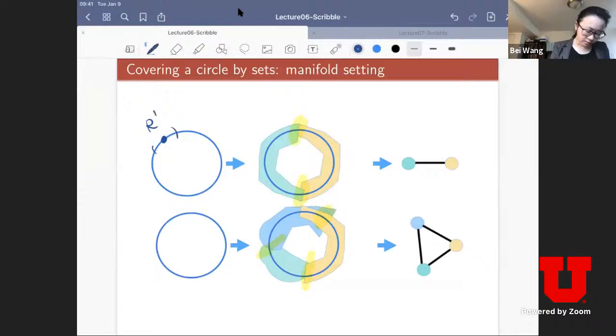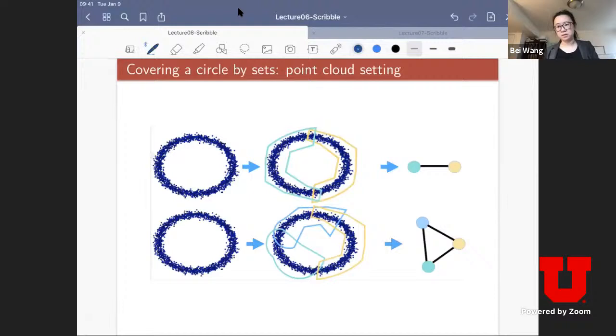But in practice, I don't have this ideal space. Most likely, I have a point cloud sample of my space. But you can do a similar thing where you cover this point cloud sample of the underlying space by the cover elements. Again, depending on how your cover elements are arranged, you can look at the intersection. Again, if I have two cover elements, there is an edge between them.